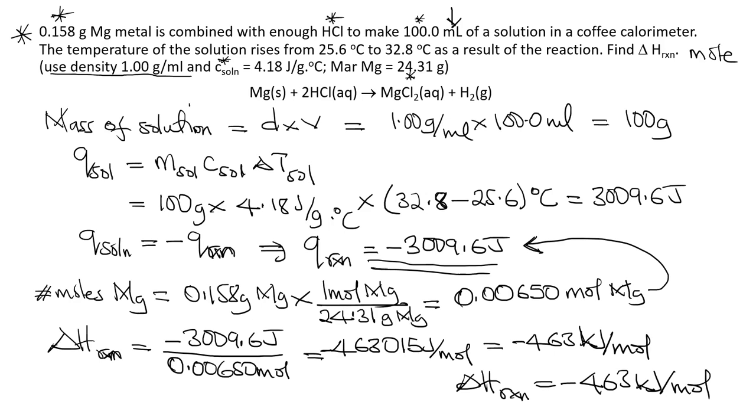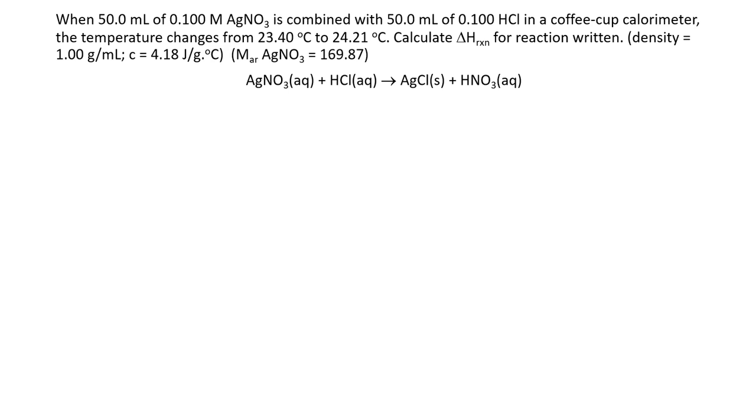Let us solve a different problem, but similar. In this problem, when 50 milliliters of 0.100 molar silver nitrate is combined with 50 milliliters of 0.100 molar HCl in a coffee cup calorimeter, the temperature changes from 23.4 degrees Celsius to 24.21 degrees Celsius. Calculate delta H for the reaction written as shown. Here we are also given density, the specific heat capacity, and the molar mass of silver nitrate.